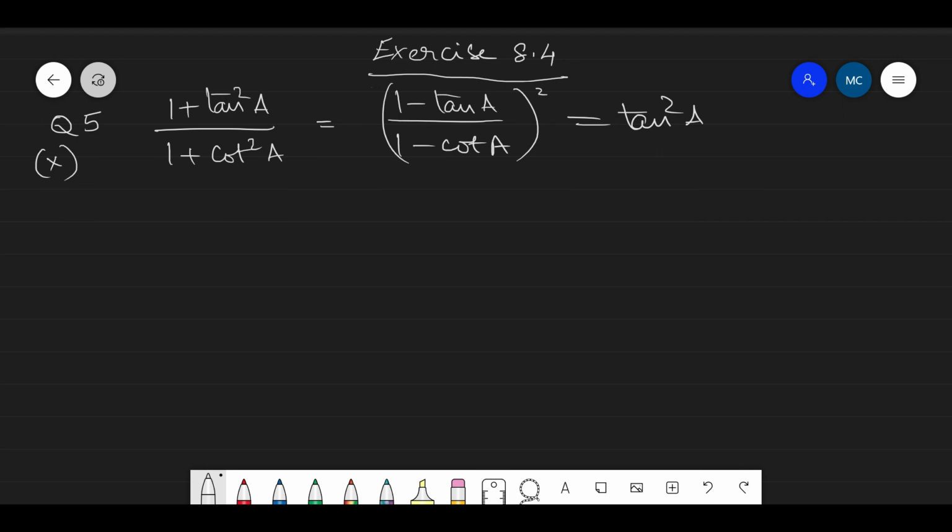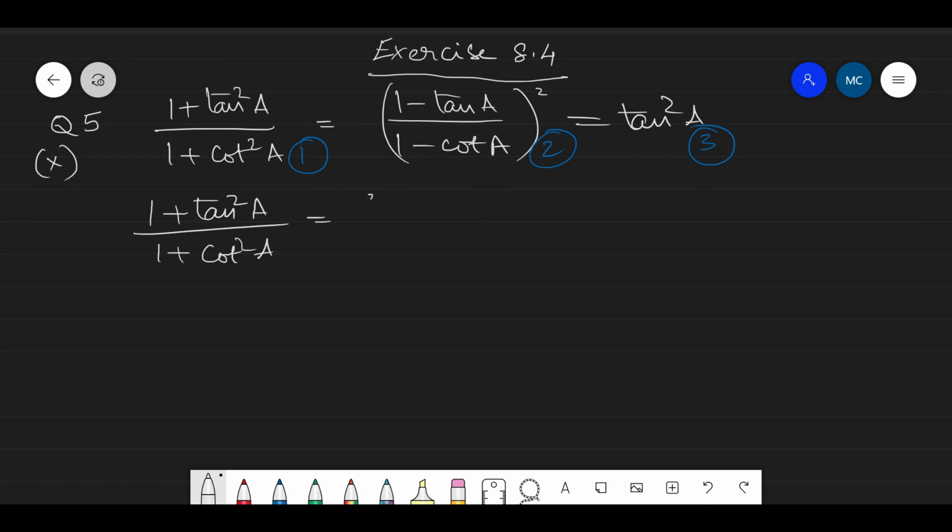Okay, now we see the next bit. 1 plus tan square A by 1 plus cot square A is equal to 1 minus tan A by 1 minus cot A whole square, again is equal to tan square A. So here three things are there. Let us take the first one. This is first one, second one, third one. For our convenience we are taking, I will start with this first one. 1 plus tan square A by 1 plus cot square A.